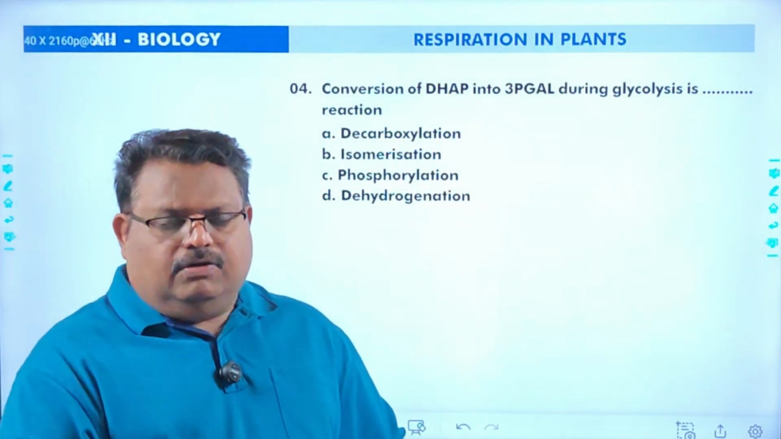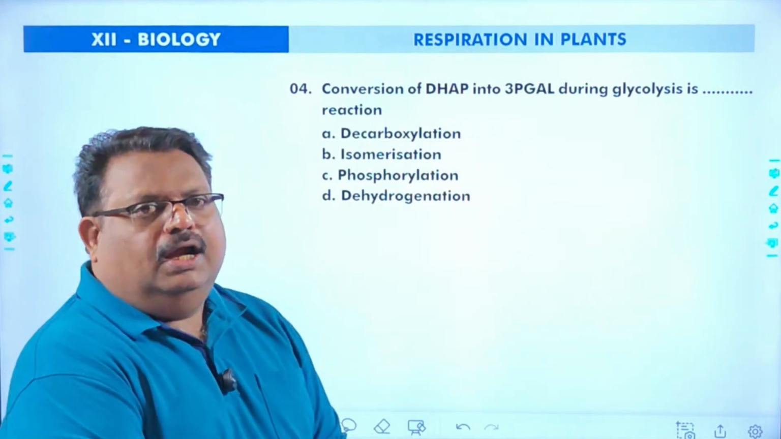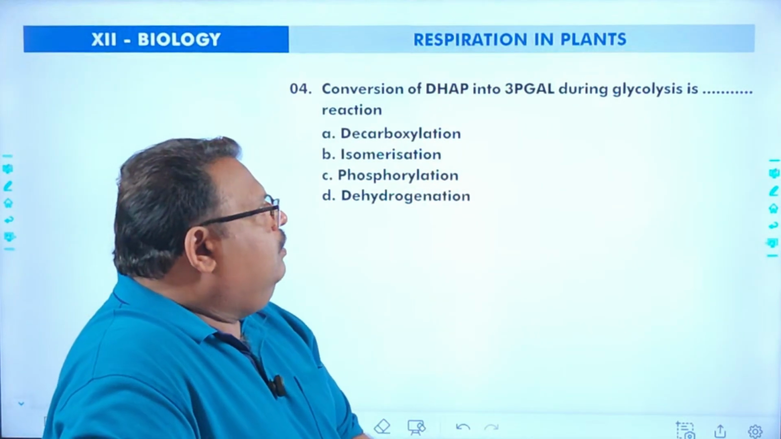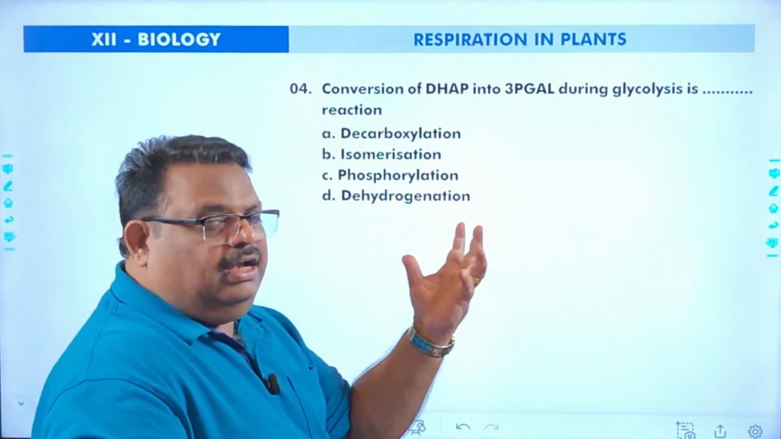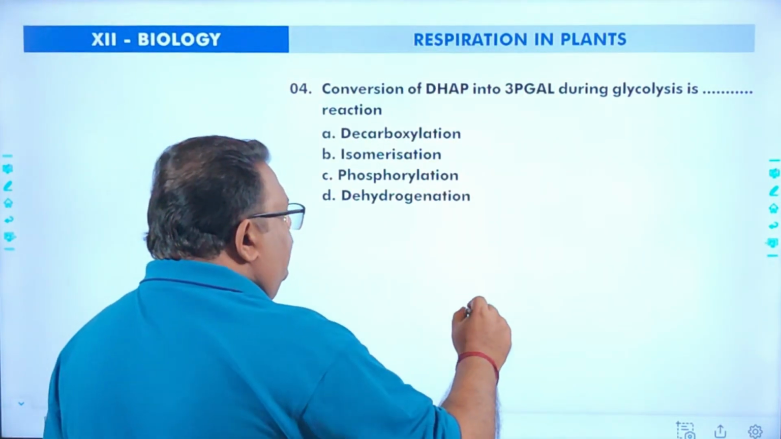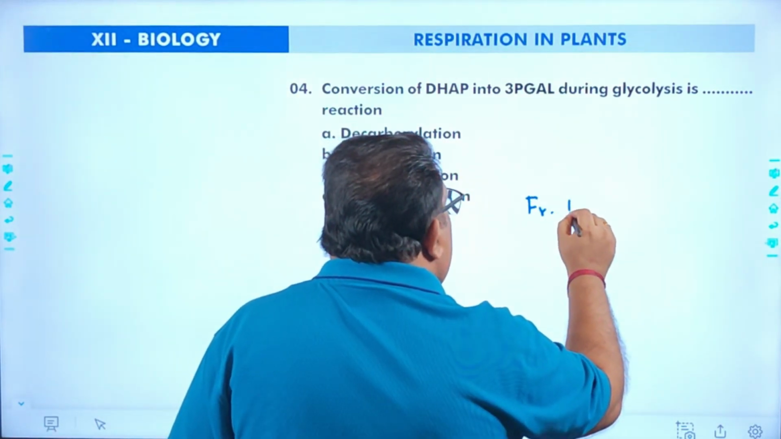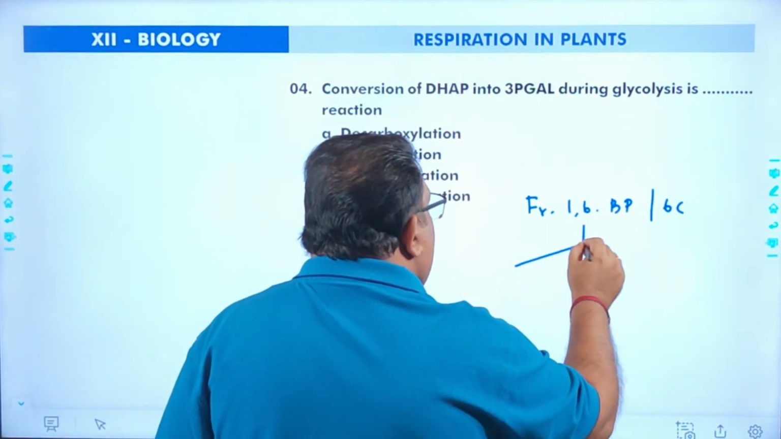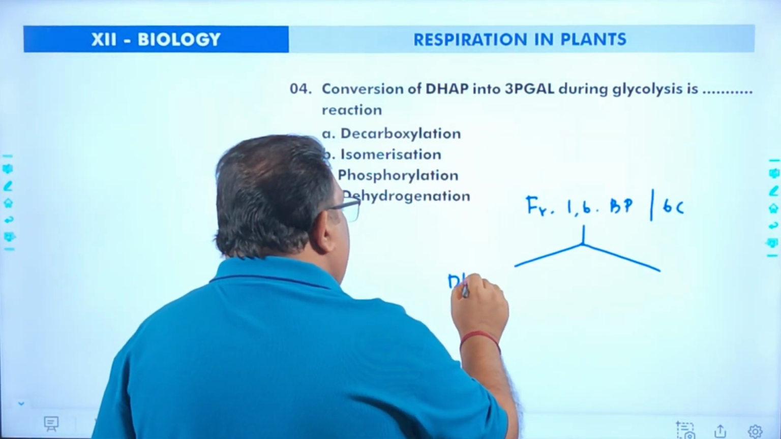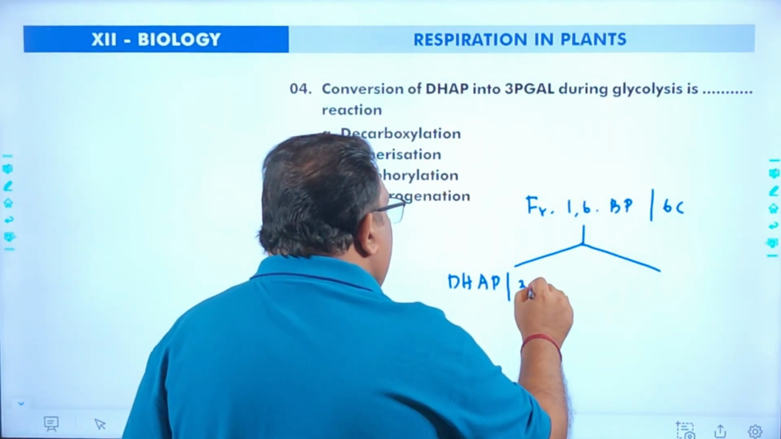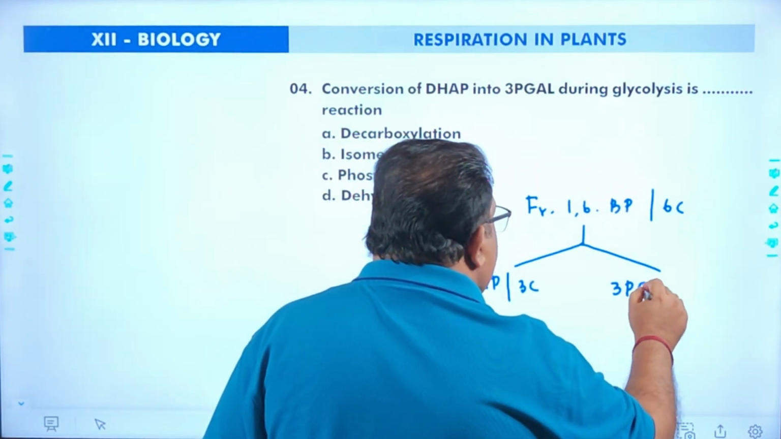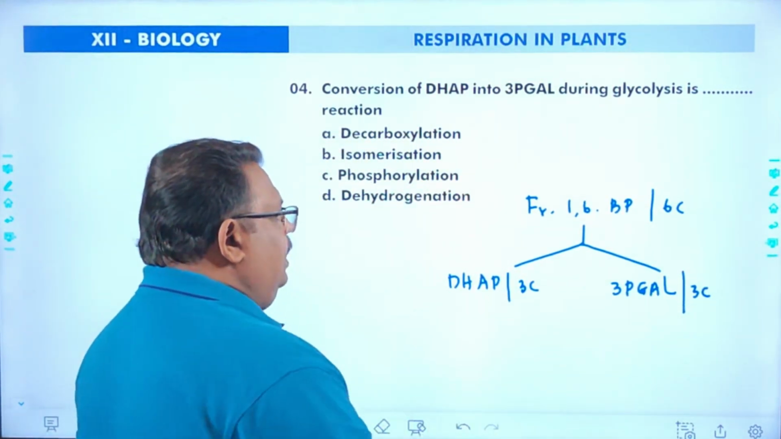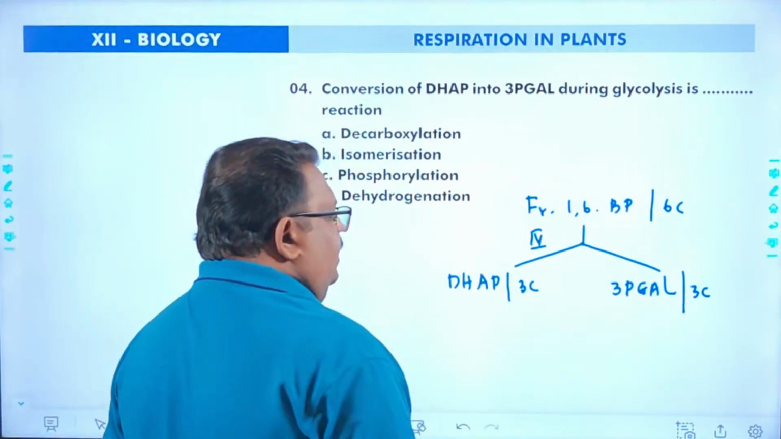The next question. The conversion of DHAP, DHAP means dihydroxyacetone phosphate, into 3-PGAL, 3-PGAL means 3-phosphoglyceraldehyde, during glycolysis is the dash kind of reaction. So we already studied that fructose 1,6-bisphosphate is a 6-carbon compound, and that will be broken down into dihydroxyacetone phosphate, which is a 3-carbon compound, and 3-phosphoglyceraldehyde, which is also a 3-carbon compound. This is the 4th reaction. The 4th reaction is called cleavage reaction.